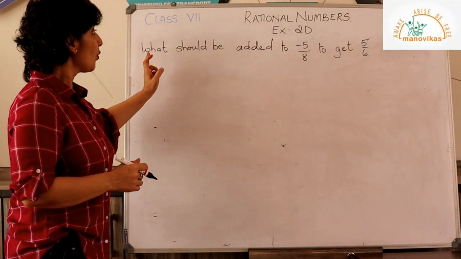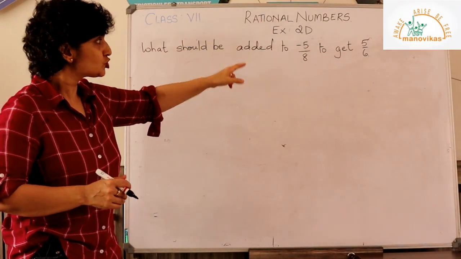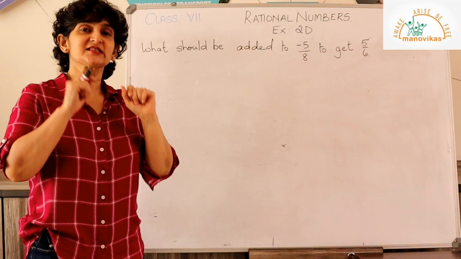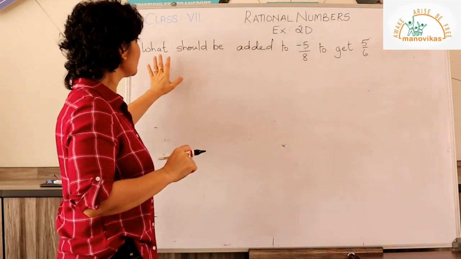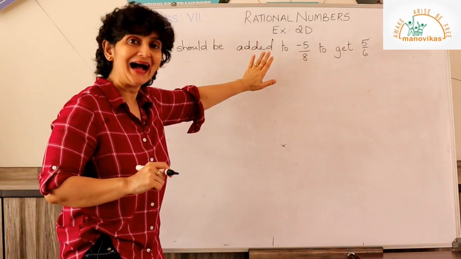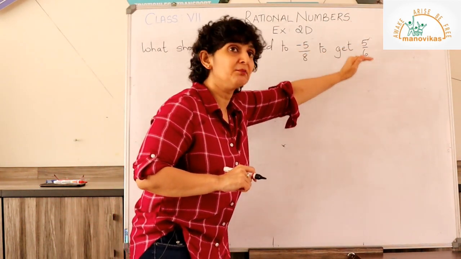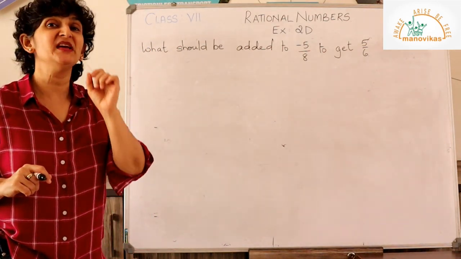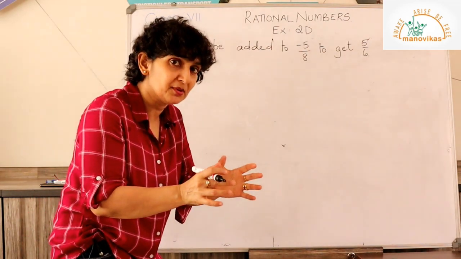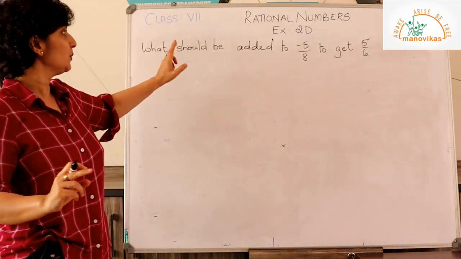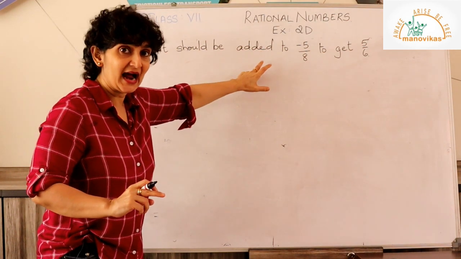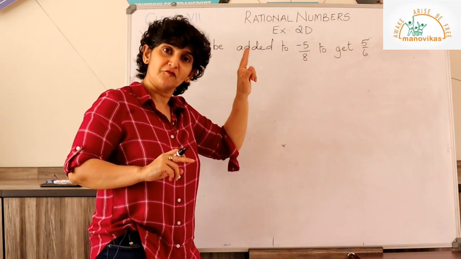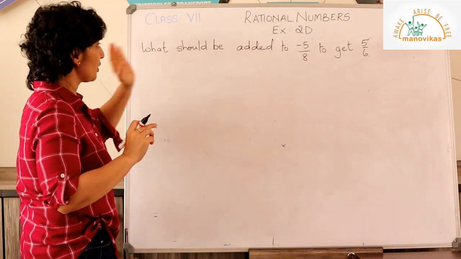Your next question: what should be added to minus 5 upon 8 to get 5 upon 6? First, let me give you 2 hints. Whenever you get what should be added, we take the second number minus the first. And whenever you have what should be subtracted, we take the first number minus the second. Now here we have what should be added. So that means I take the second number minus the first. Now let's do it in a proper manner.